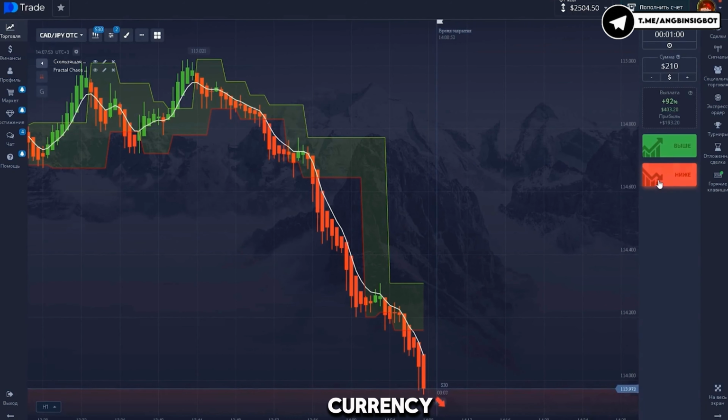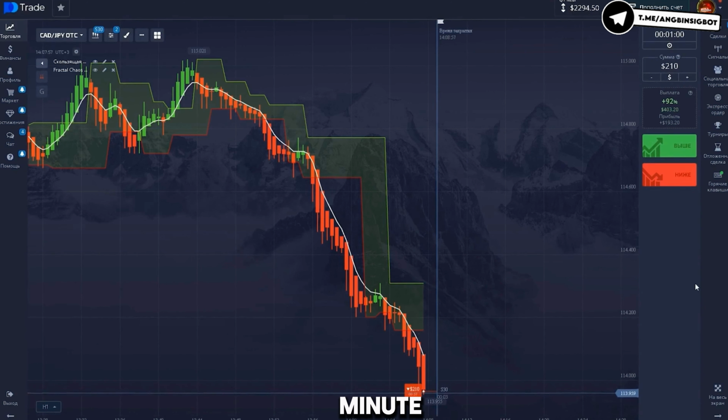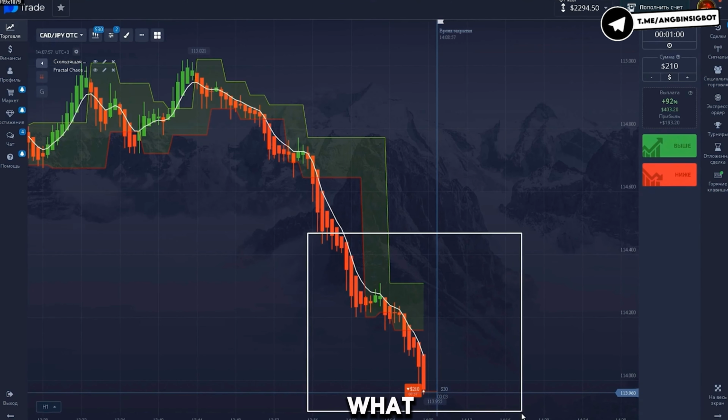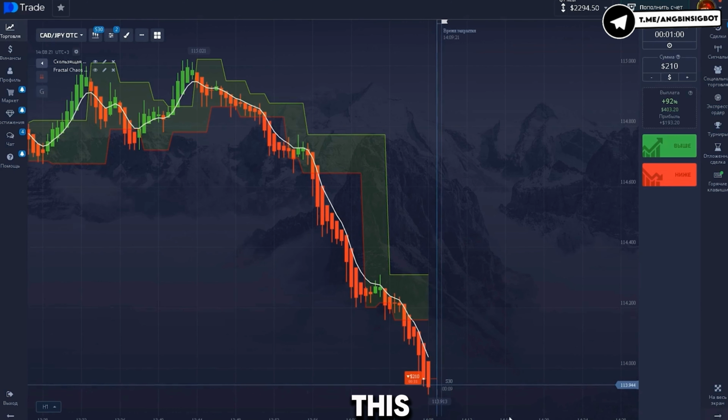We return to the currency pair with GPI, opening a trade for a decrease for 1 minute. Let's analyze this trade, and now I will highlight this area. What do we see? Specifically, our price has now exited our fractal bands. The moving average is also going down, and this gives us a signal for a decline. By the way, if this trade ends up in profit, it will be the second profit for this currency pair.